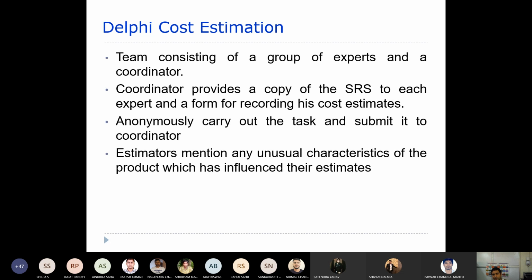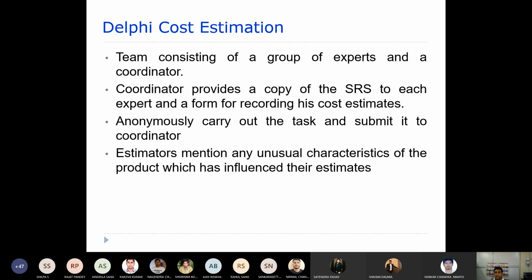Now, there are these disadvantages because of which there is another estimation technique, which we call Delphi cost estimation, right? A team consisting of a group of experts and a coordinator. So here you will have a number of experts, similar to the previous case, but there will be a coordinator here.